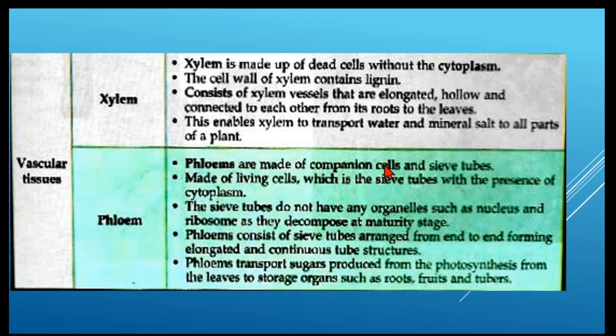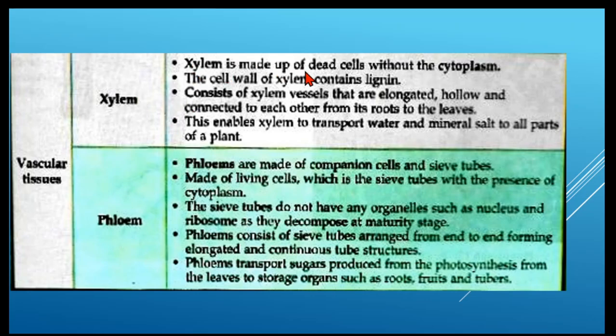Alright, the third one, okay, permanent tissue. The third type of permanent tissue is vascular tissue. So remember, when you say vascular tissue, remember xylem and phloem. So remember what is xylem and what is phloem.